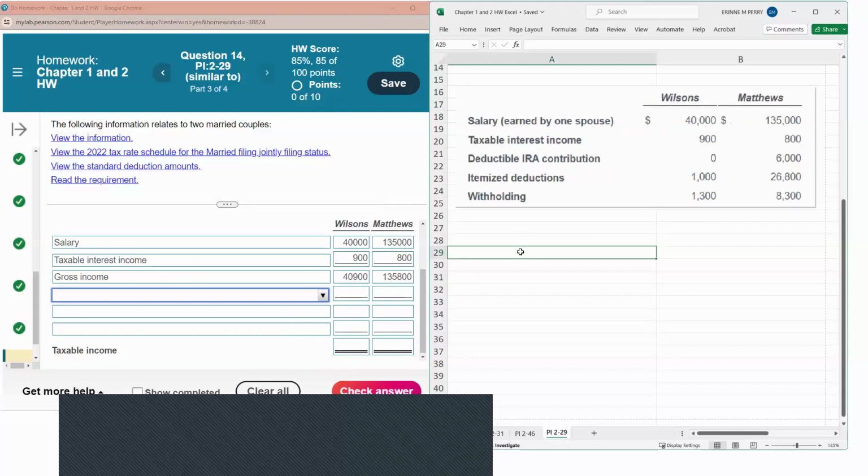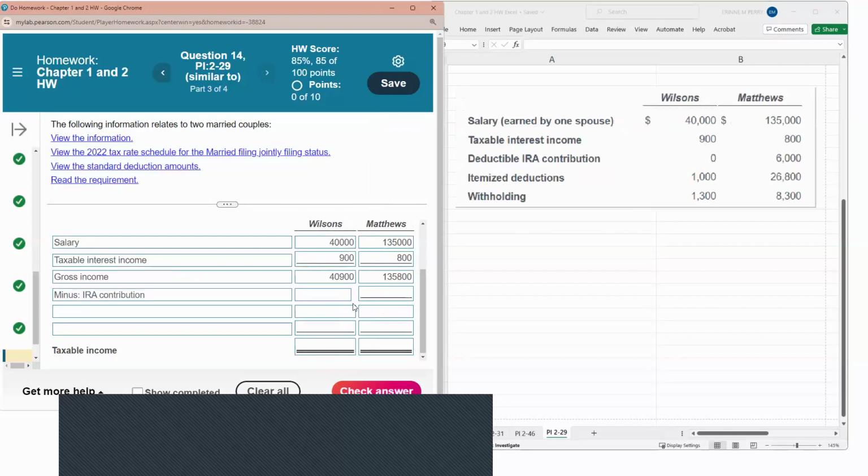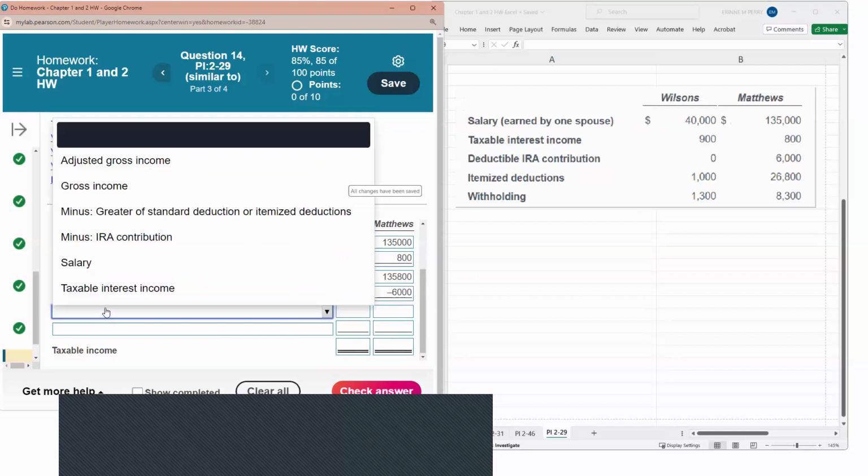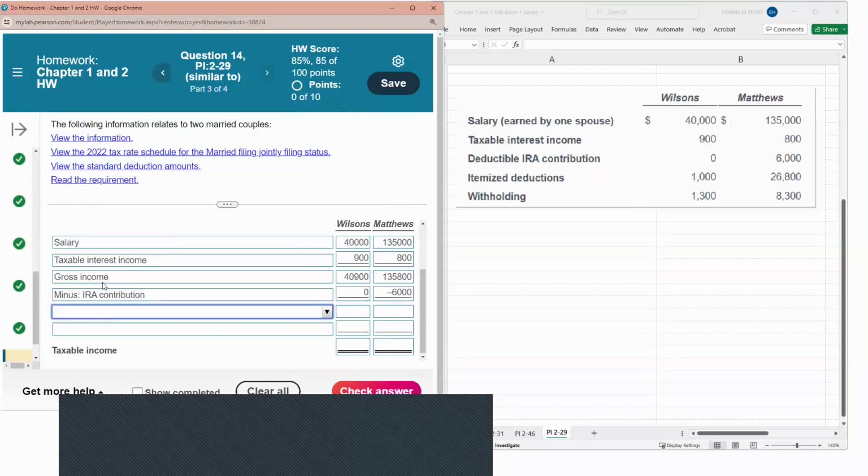So there are some for AGI deductions. And one of those for AGI deductions are IRA contributions. So it lets us know here that it is deductible. So we would deduct the IRA contribution. The Wilsons do not have an IRA contribution. However, the Matthews, we minus the 6,000. And based on this information, so we start off with total income. We get the gross income. We subtract any for AGI deductions. And from there, we get our adjusted gross income.